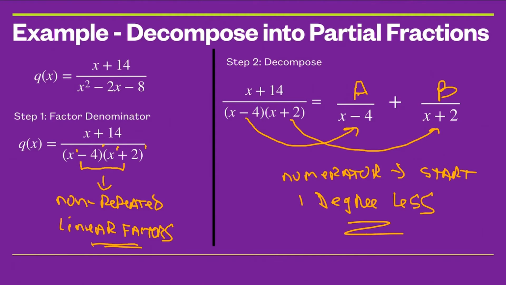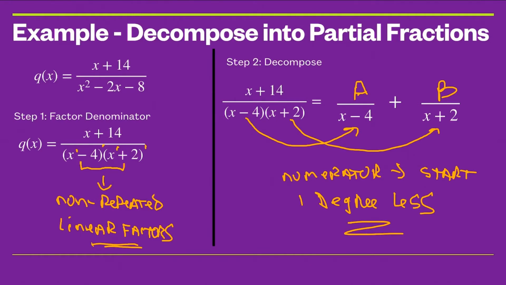So just for a quick clarification, if this was a quadratic term, like x squared minus 2, for instance, in the numerator here we would have to account for the linear term, because that's 1 degree less. And then we would also have to account for the constant term. So this would actually start out Ax plus B. And then the next fraction would start with C. We're going to get into quadratic factors in future videos.